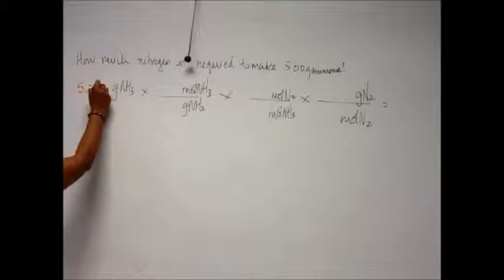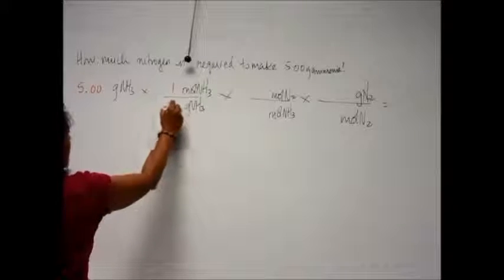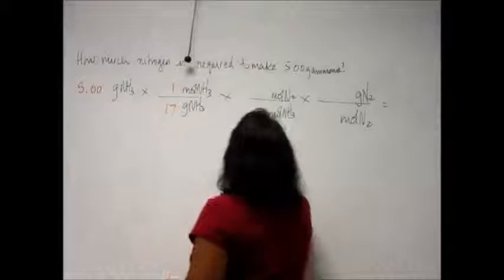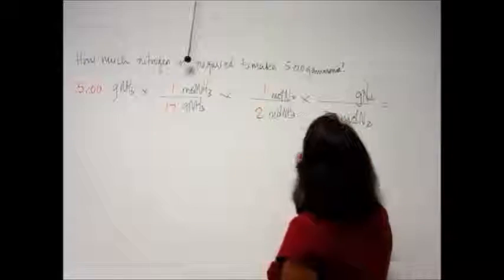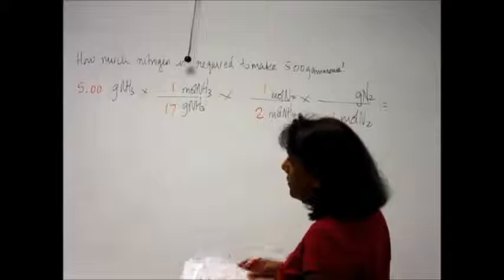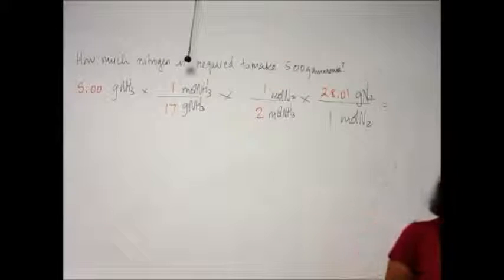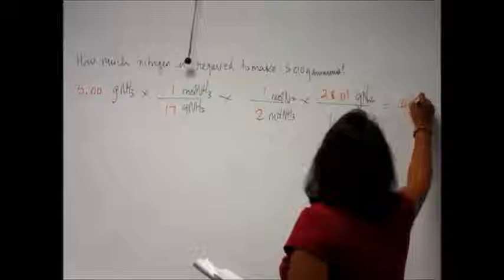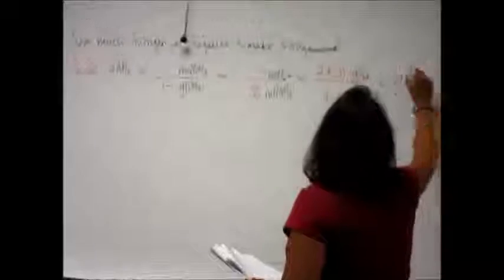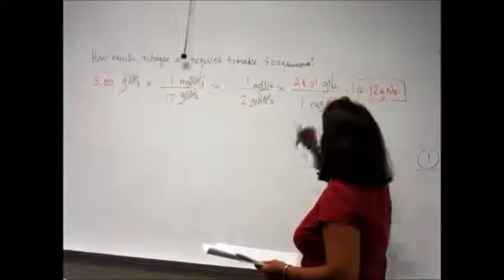5.00. Starting with ammonia, converting 1 mole ammonia, and this is 17 grams of ammonia. Mole ratio. In front of nitrogen, I have 1. In front of ammonia, I have 2. And then in 1 mole of nitrogen, I have 28.01 grams of nitrogen. And the answer is 4.12 grams of nitrogen. Grams ammonia, moles, moles ammonia, moles nitrogen, all gone.